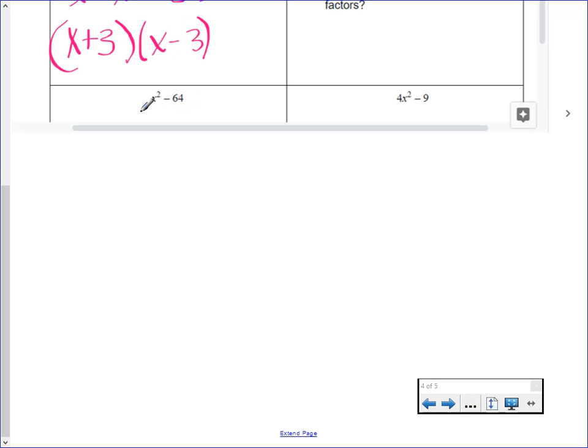This is the same situation. X squared is x times x. 64 is the same thing as 8 times 8. And there is that minus sign between the two terms. So it would be x plus 8 and x minus 8.